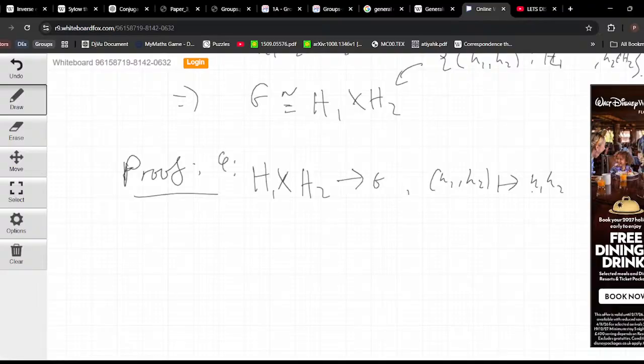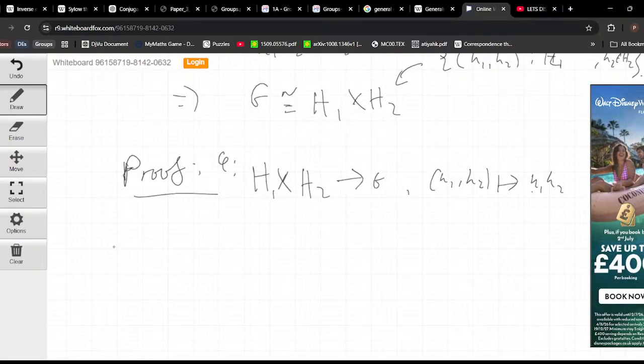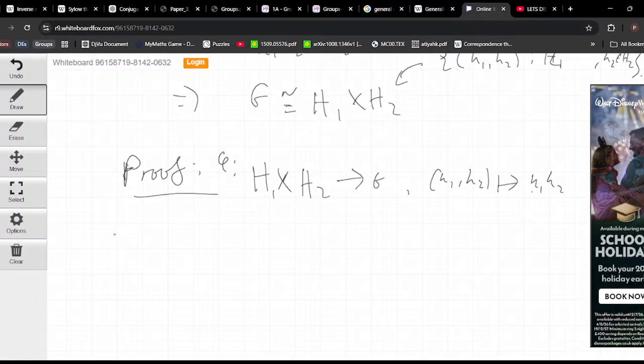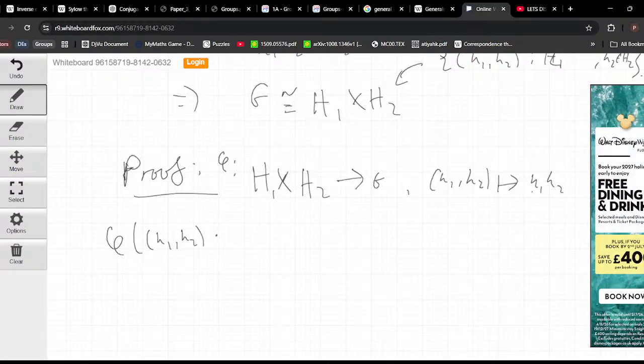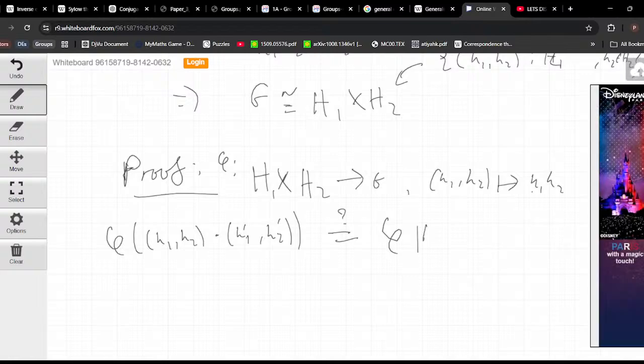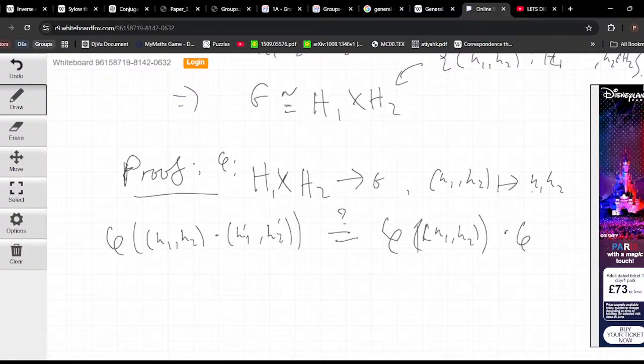I'm going to call this map phi, because that's my favorite Greek letter to use for this type of thing. So if we have phi of (h1, h2) times (h1', h2'), a homomorphism, by the definition of a homomorphism, is that this is equal to, and I'm going to put a question mark here, phi of (h1, h2) times phi of (h1', h2'), like so. So we need to show that this is true.